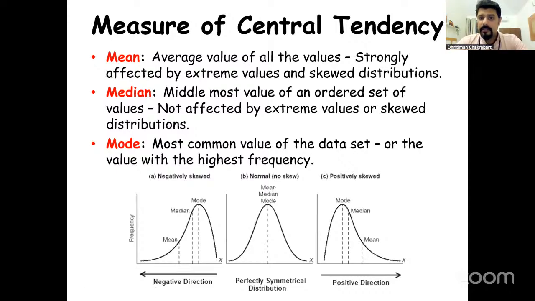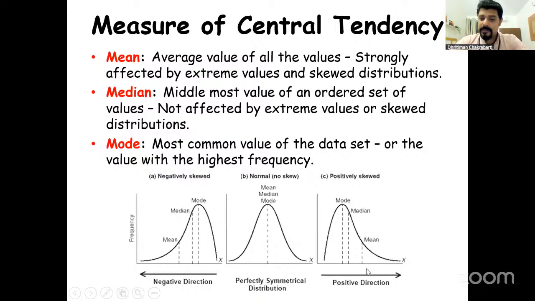The important thing to remember is that the skew is always defined by the tail, not by the peak. Many times we get confused, thinking that the peak has shifted to this side, so it will be a negative skew or a left skew, and so on. No, it is always defined by the tail. So if you have a positive skew, that means the tail is going to be long on the right side, or the positive side. Similarly, a negative skew or a left skew will look like this.